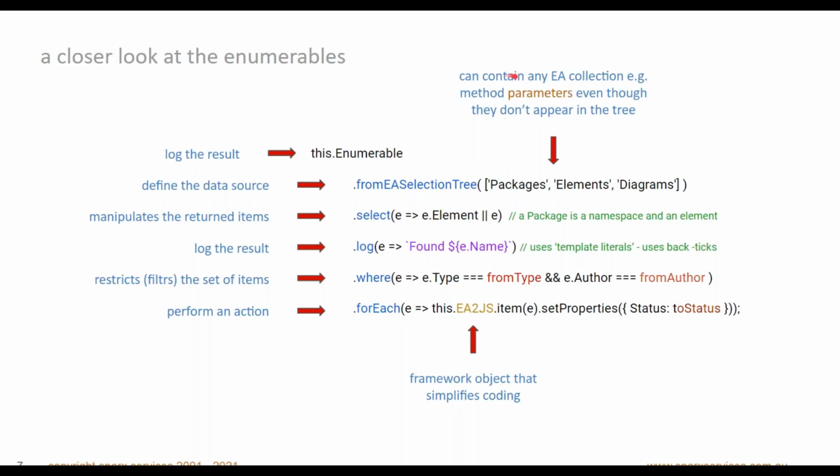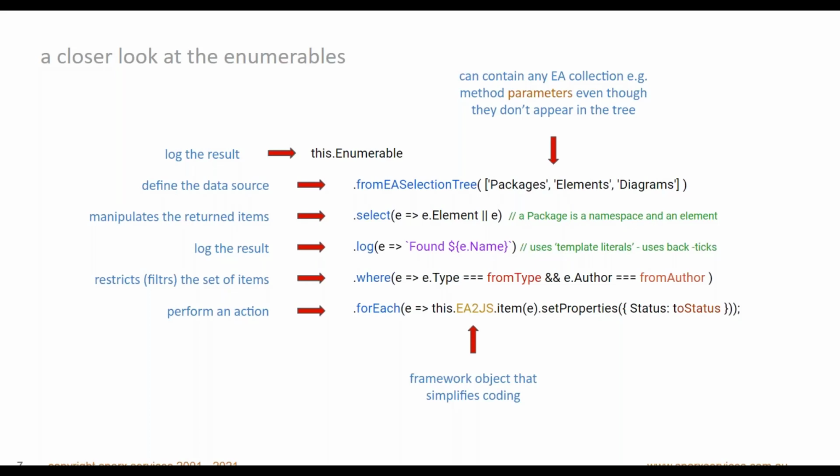This tree can contain any EA collection, for example method parameters, even though they don't appear in the tree. So any collection that we want to put in there, we can put into that EA selection tree. And the magic will happen. It will traverse the tree, and not only the tree, but the whole graph of the elements. Then we have a select that manipulates the returned items and says, okay, well, what do we want?